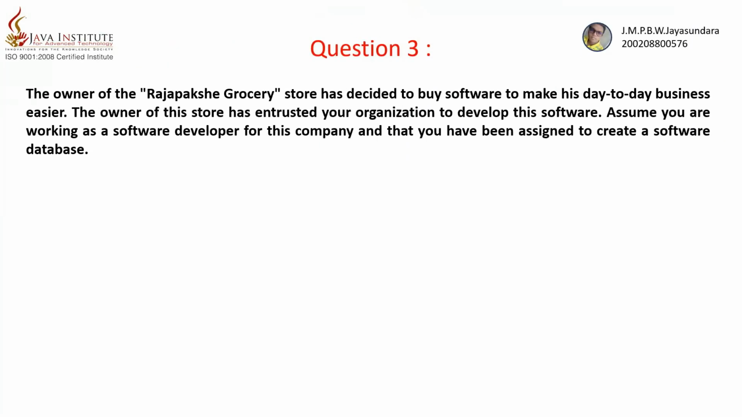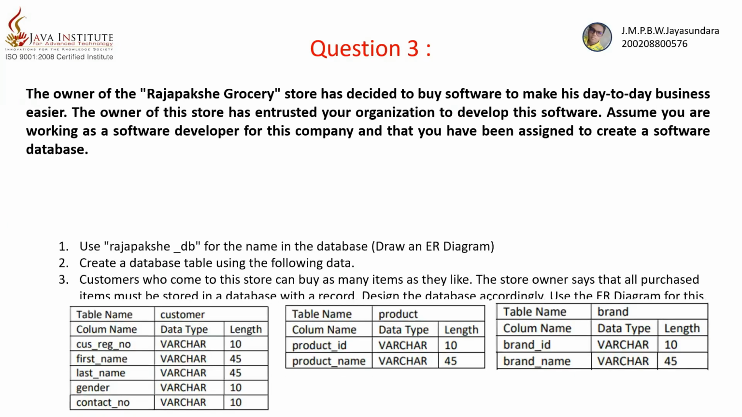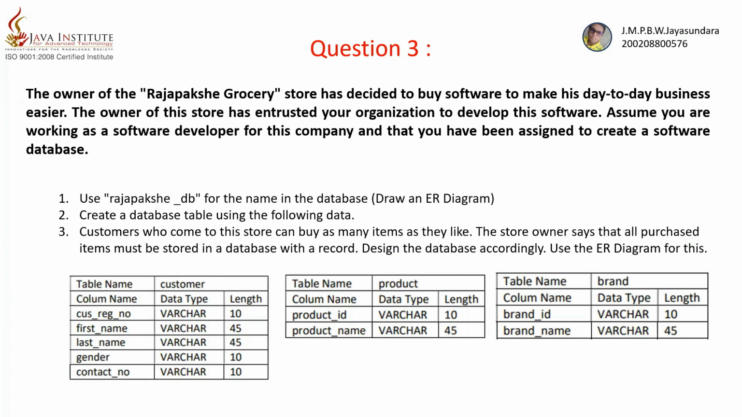Here we have the description for question number 3. It says the owner of the Rajpaksha grocery store has decided to buy software to make his day-to-day business easier. The owner has entrusted your organization to develop this software. Assume you are working as a software developer for this company and that you have been assigned to create the software database. The first question is: use Rajpaksha DB for the name of the database, and draw an ER diagram.